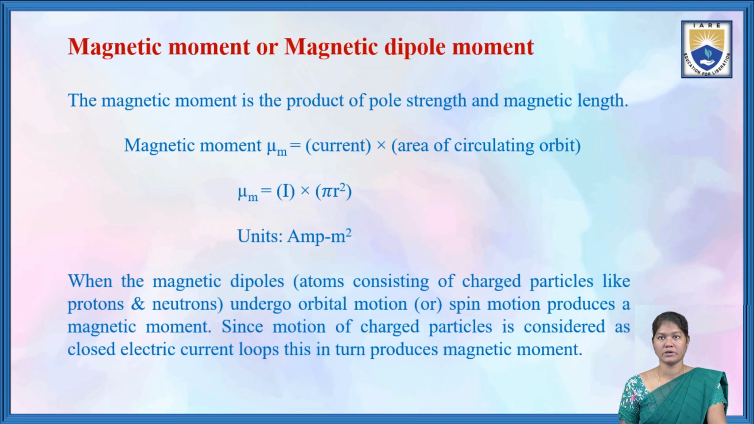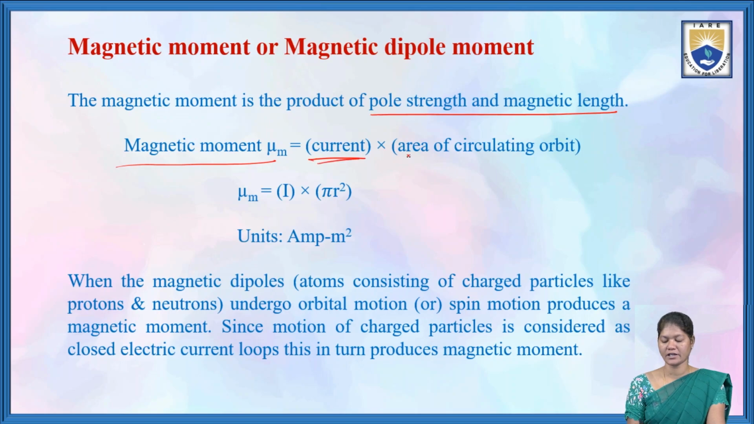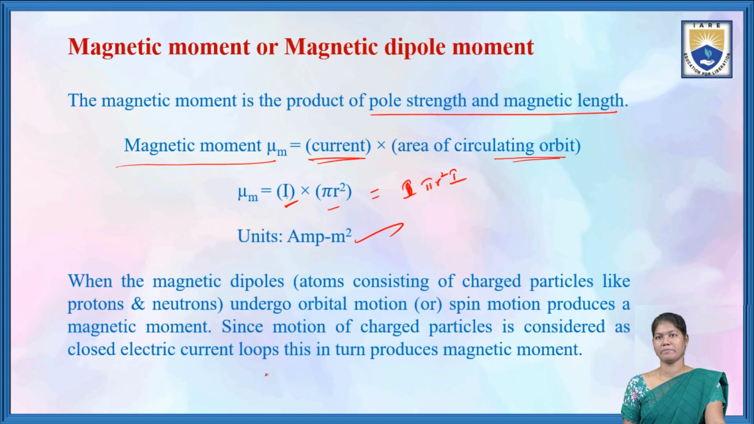Next, coming to the magnetic moment or magnetic dipole moment. The magnetic moment is the product of pole strength and magnetic length. The magnetic moment is denoted with mu m, which is equal to current into the area of the circulating orbit. So mu m is equal to current I into the area of the circulating orbit, pi r square. So mu m is equal to I pi r square. The unit is ampere meter square.